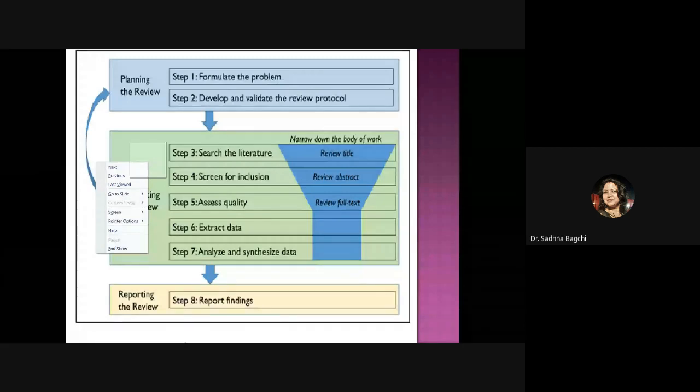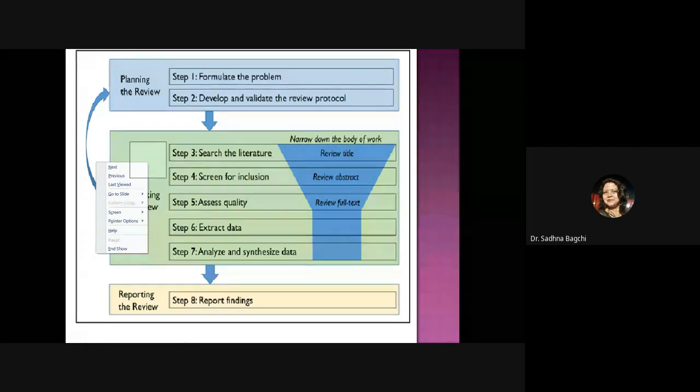So search the literature by using the proper search engine, and then review the titles. Here you can review the titles and narrow down the body of work. The literature is always in a funnel shape, starting from the broad and then narrowing down your study. After this, your title will be framed, and then you screen for inclusion.